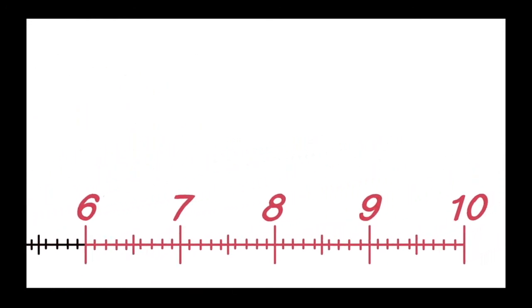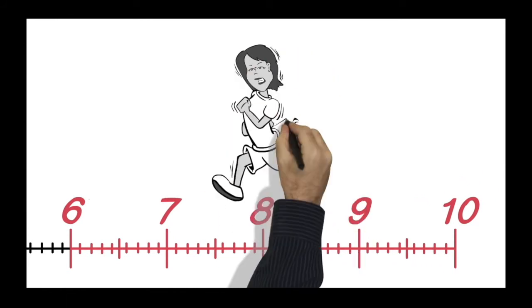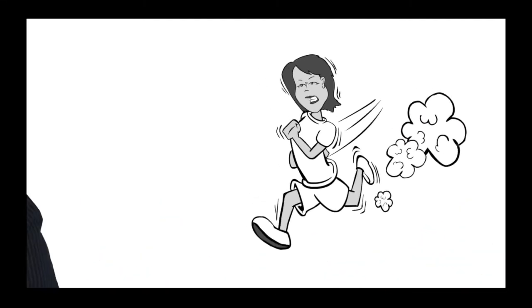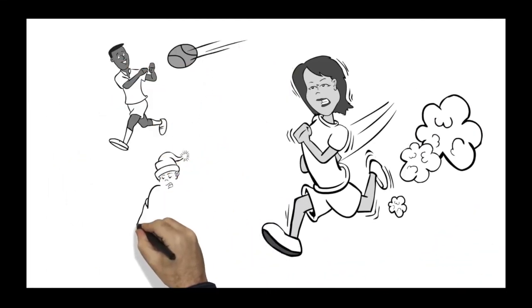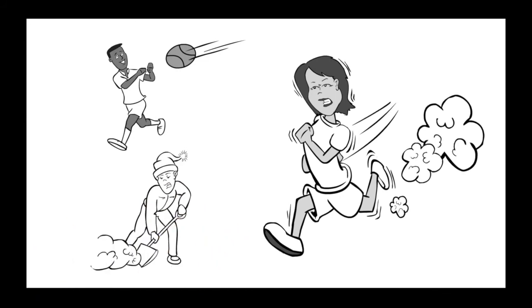Vigorous intensity physical activity, which measures more than 6 METs, requires a large amount of effort and causes rapid breathing and a substantial increase in your heart rate. Think of sports or shoveling heavy snow. It's difficult to sustain vigorous activity for a long time.